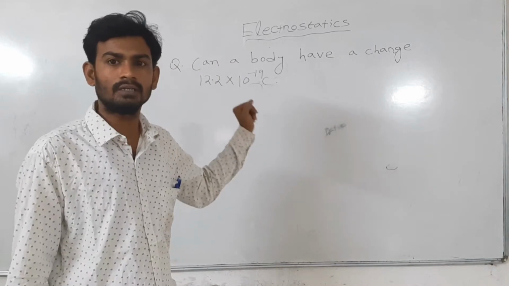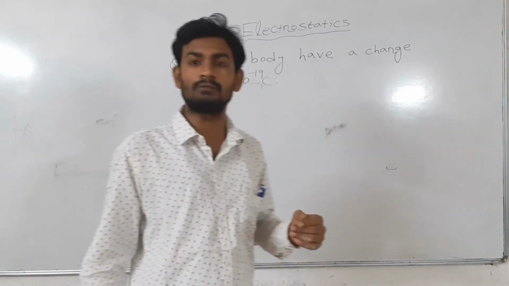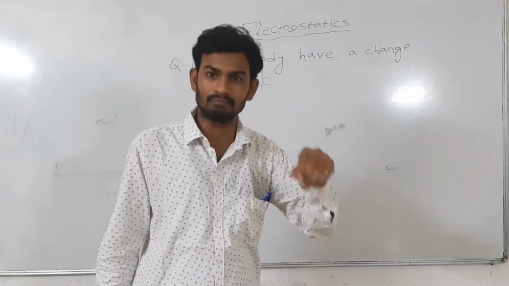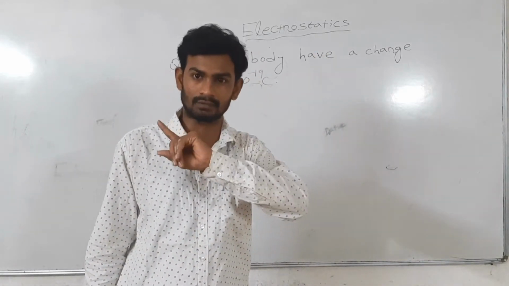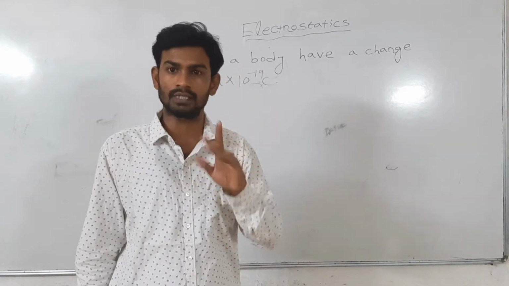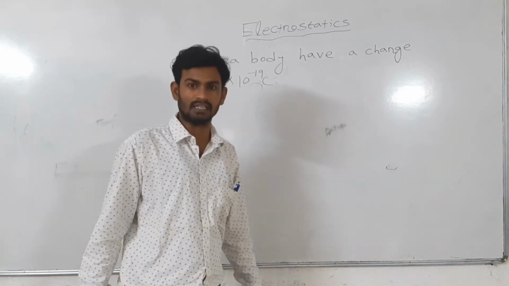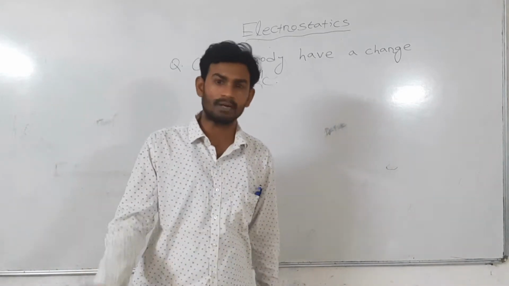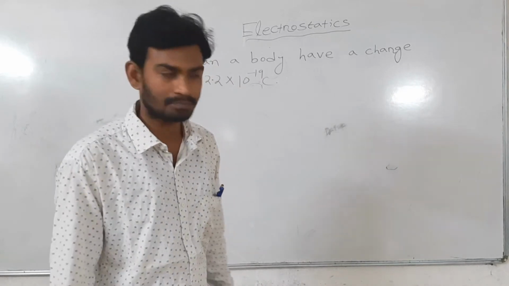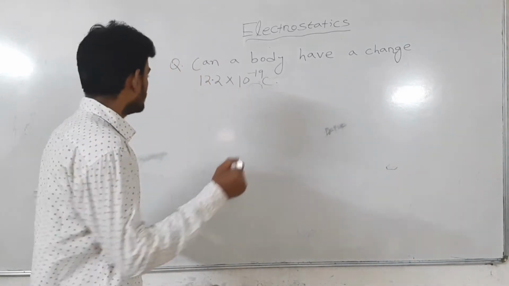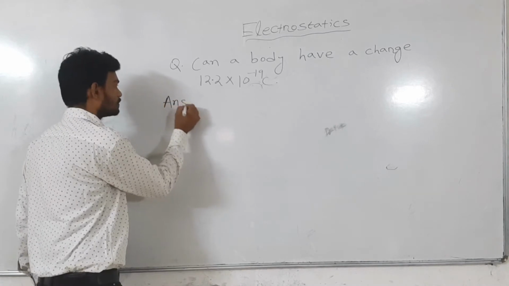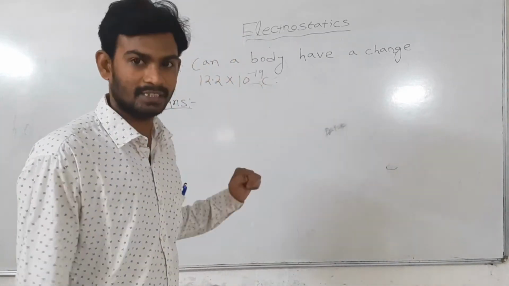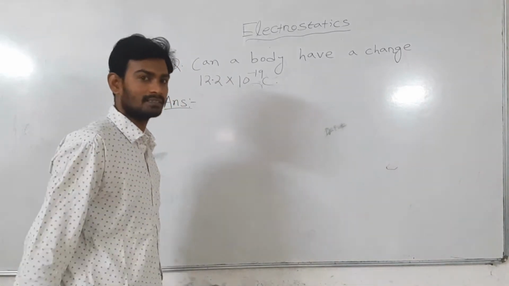We have to solve it by using the formula Q is equal to plus or minus Ne, where Q is the charge of the body, N must be an integer, it cannot be a decimal number, and E is the elementary charge. And what is the value of E? 1.6 into 10 to the power minus 19 Coulomb. Now let us see how many of you have solved this question. Match your answer with my answer.